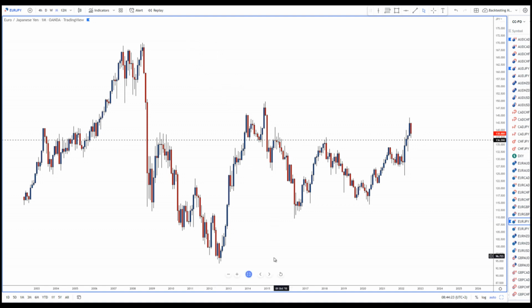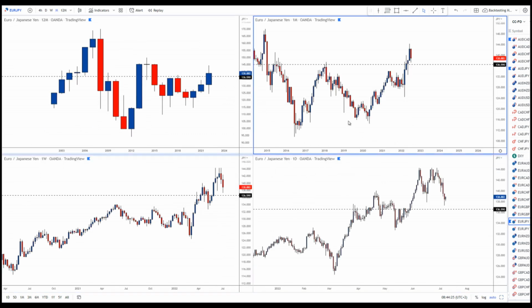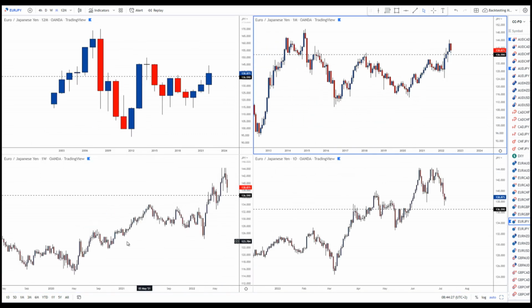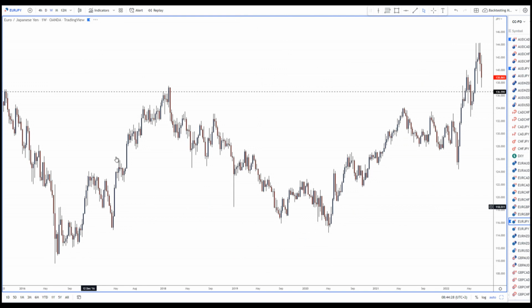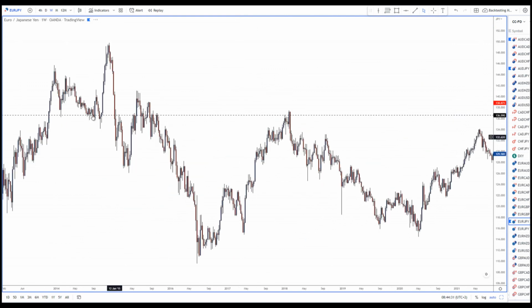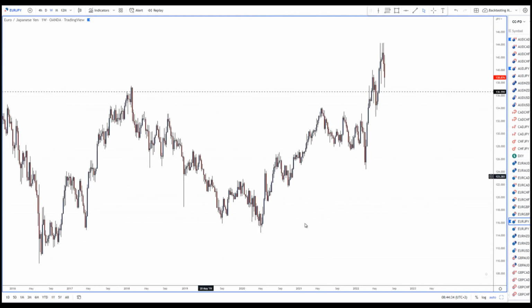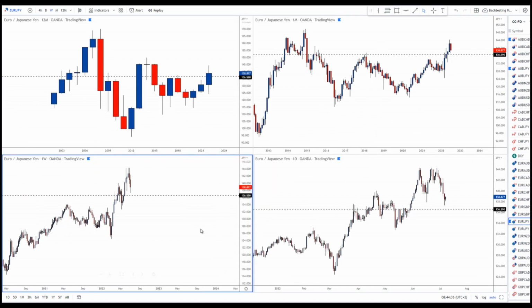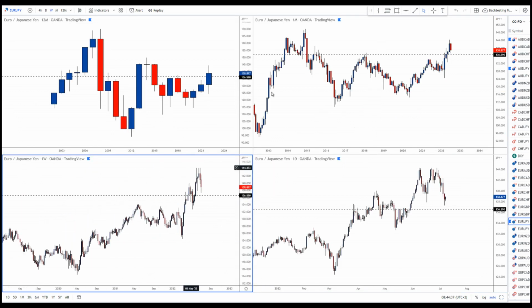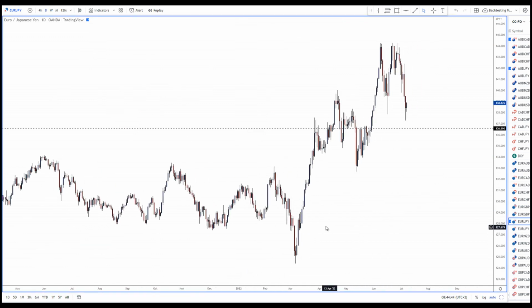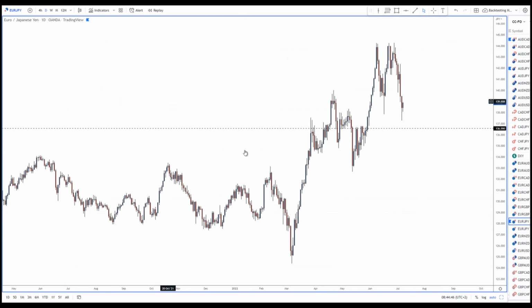Now when I'm done with my monthly chart, I go to my weekly chart and see how things are going on the weekly chart. Well, this level is also a weekly resistance. So now when I'm done with these three time frames, I go to my entry time frames, which are the daily and 4 hour, and see if anything makes sense to me.